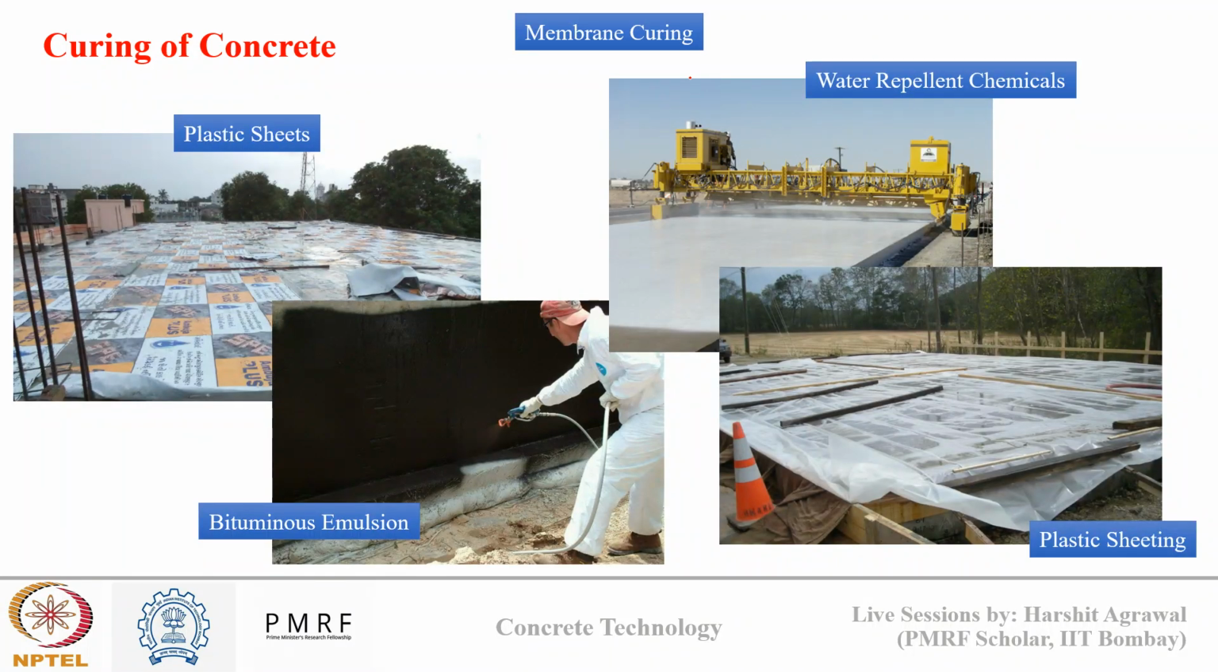Another way of curing can be membrane curing, like using plastic sheets. You can also use curing compounds, which can be acrylic based, wax based, or resin based, applied on the surface of concrete in a thin film, which can prevent moisture loss. Some examples of that: you can see this bituminous emulsion that is coated, then water repellent chemicals sprayed here on the pavement, and you can use plastic sheets also, which can prevent moisture loss from inside my concrete.